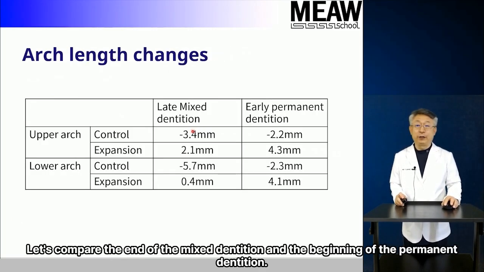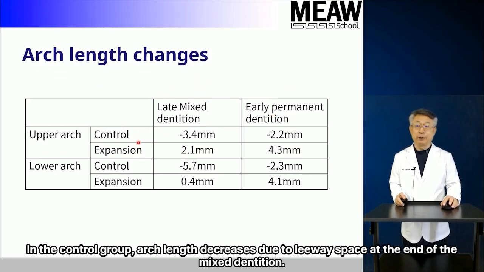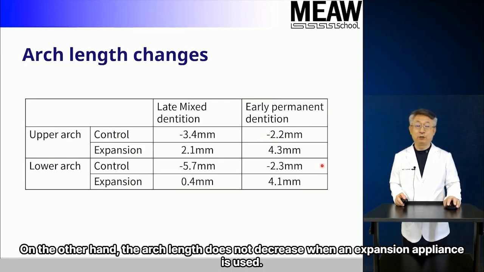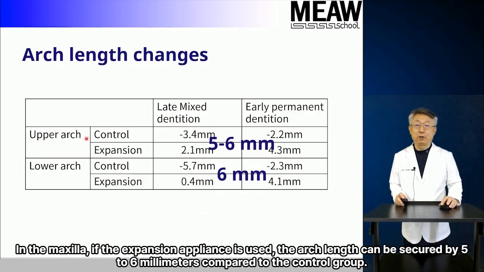Let's compare the end of the mixed dentition and the beginning of the permanent dentition. In the control group, arch length decreases due to leeway space at the end of the mixed dentition. The arch length decreases as the posterior teeth move forward. On the other hand, the arch length does not decrease when an expansion appliance is used. In the maxilla, if the expansion appliance is used, the arch length can be secured by 5 to 6 mm compared to the control group.